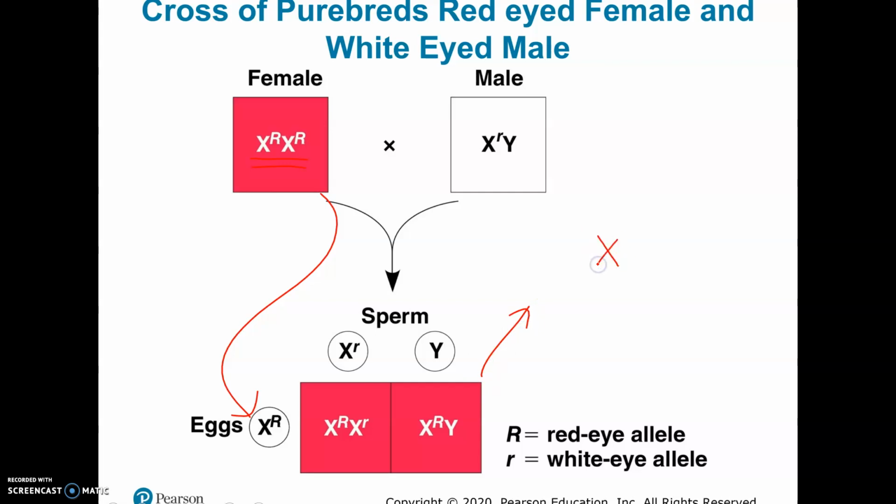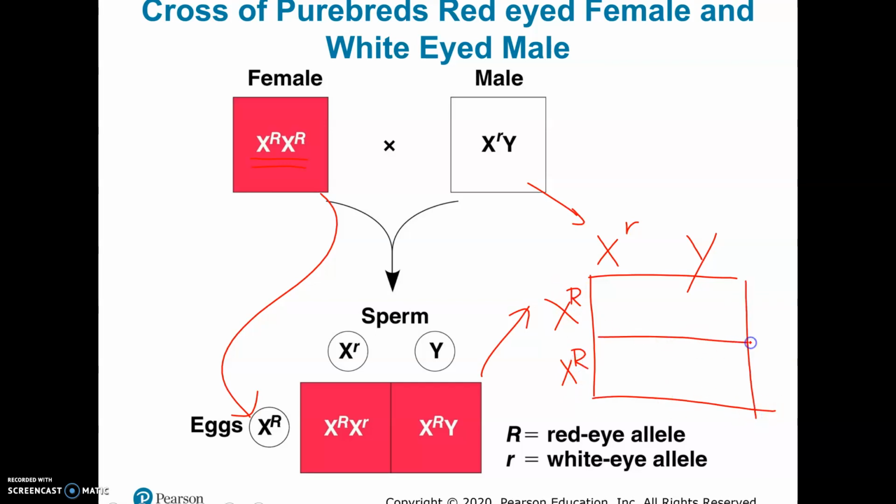So just to show you with 4 boxes, they're using X little r, Y, so this is our male. He gives either the X or the Y. Remember, we're representing the possibilities. The female with red eyes, she's homozygous in this scenario. So she's X big R, X big R. So this is what it would look like with 4 boxes. You're going to get the same answer.